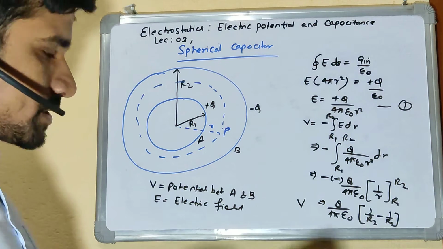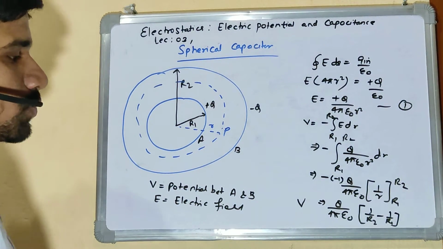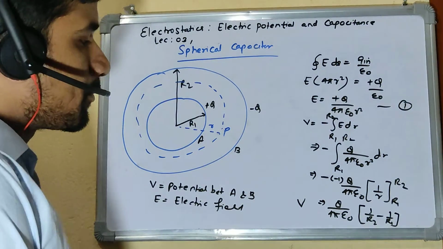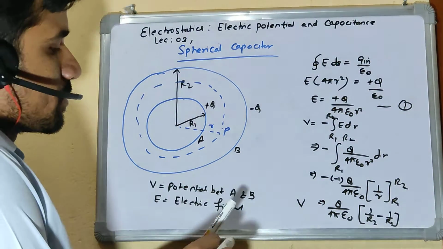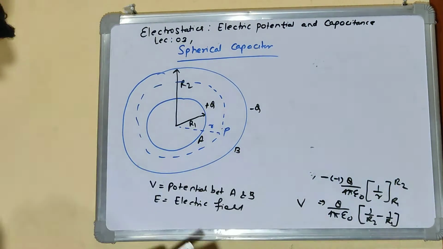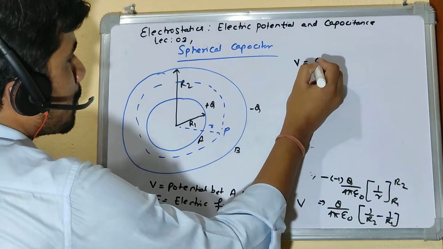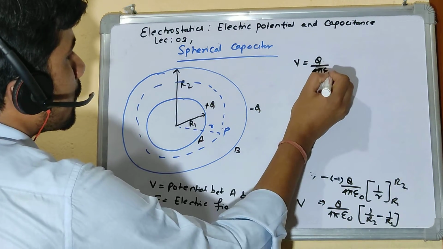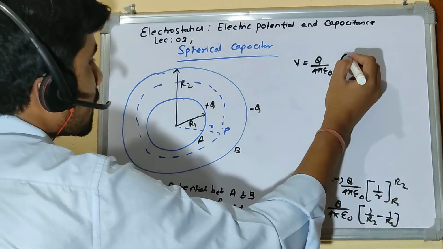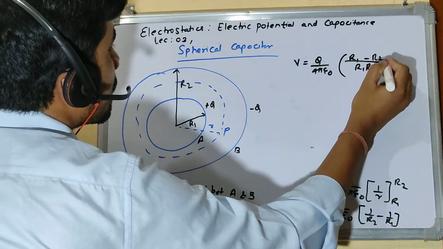Now what I can do is simply find V by Q. V equals Q by 4 pi epsilon naught times R1 minus R2 by R1 R2.